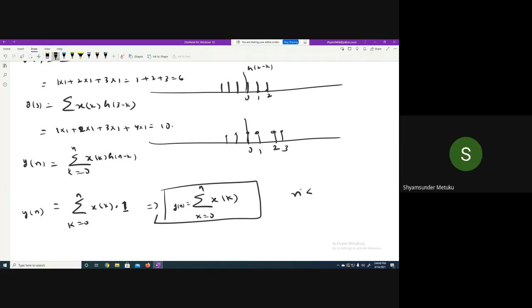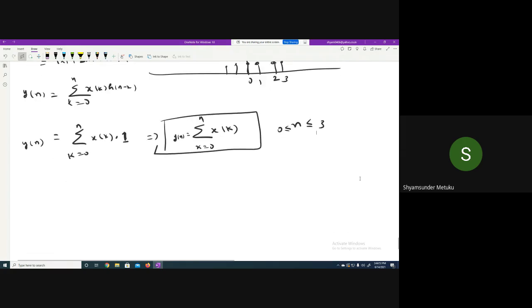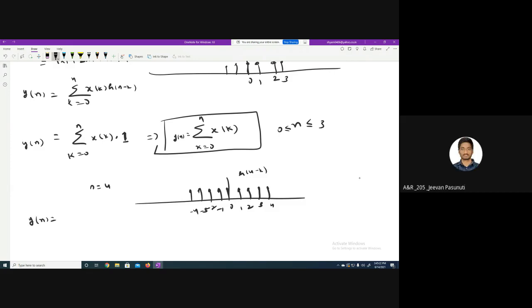But this is only for n equal to 0 to 3. Yes or no? Yes, sir. Now when n equal to 4, you tell me what is going to happen. Your h of 4 minus k will start from where? 4 onwards. Yes or no? Agree or not? If you multiply again, what is the value? 15. Why 15? Your input has only 4 overlapping.